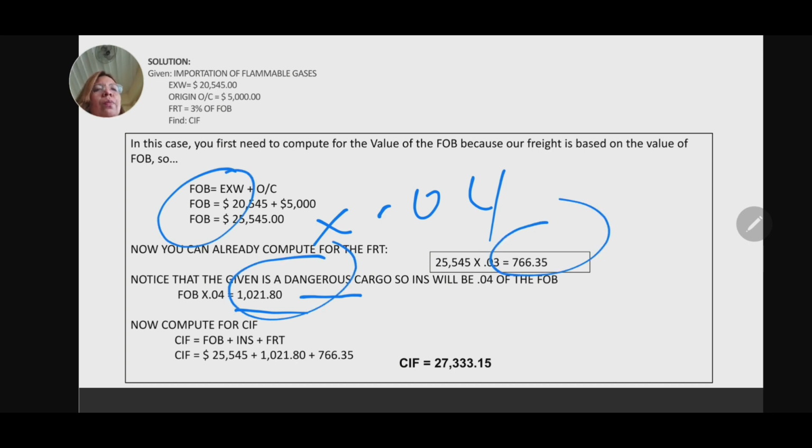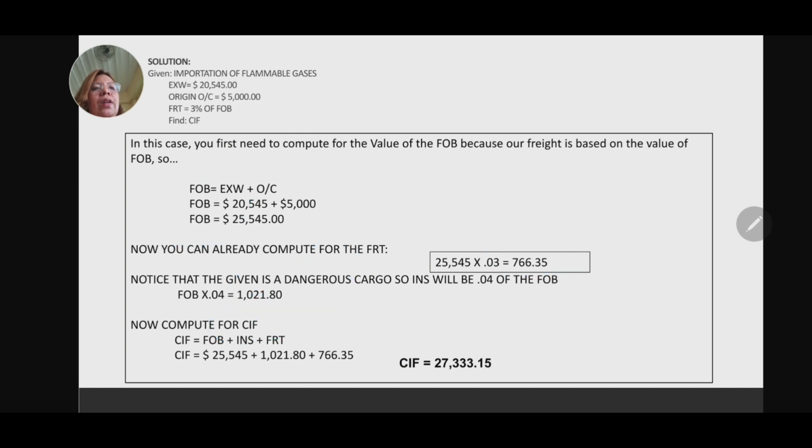You can now directly compute for your CIF. Just substitute the values: 25,545 for FOB, 1,021.80 that is your insurance, and then your freight is 766.35. And your CIF value, if you add them all using your calculator, you'll get 27,333.15. Okay, so that is how you're going to compute for this kind of sample problem.